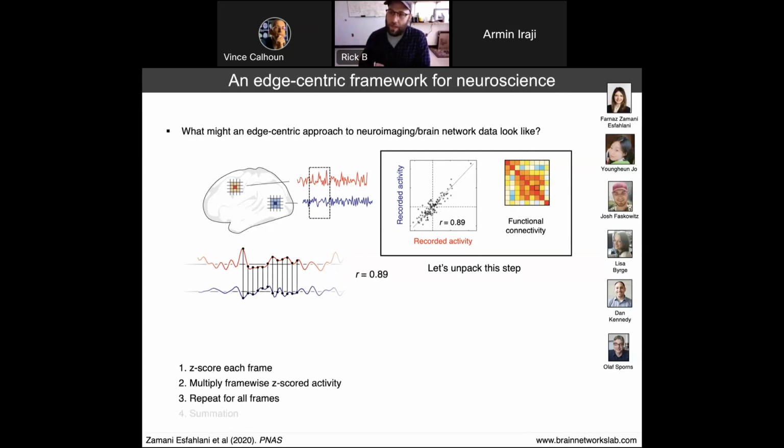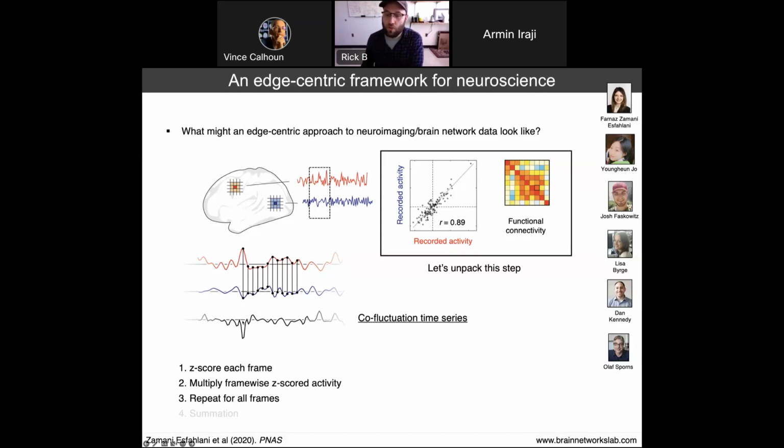But what if we skip that last step? What if we skip that summation step? What do we get? Well, first off, we lose our correlation. We don't have this time-averaged cofluctuation, the mean cofluctuation. Instead, we have a time series. We get the product of these z-scored time series at each instant.